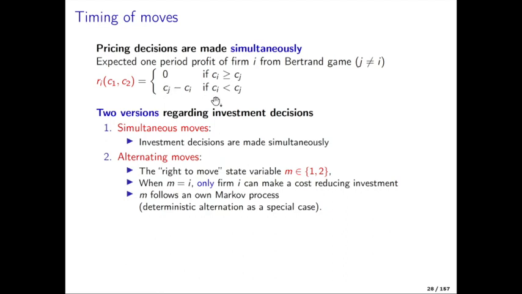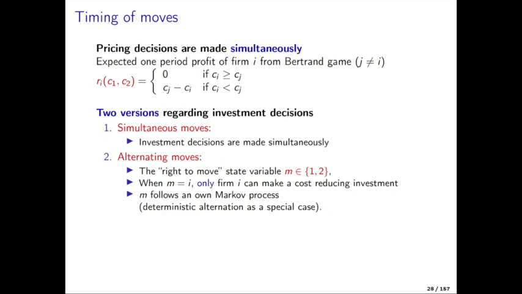So we also consider, with respect to the investment decision, two versions: simultaneous moves and alternating moves. In the simultaneous move case, the investment decisions are made simultaneously. But in the case of alternating moves, we have an additional state variable, which is the right to move. We call that M. The move is a state variable. It can be either one or two. So either firm one has the right to move, or firm two has the right to move. When M is equal to i, only firm i can make the cost-reducing investments.